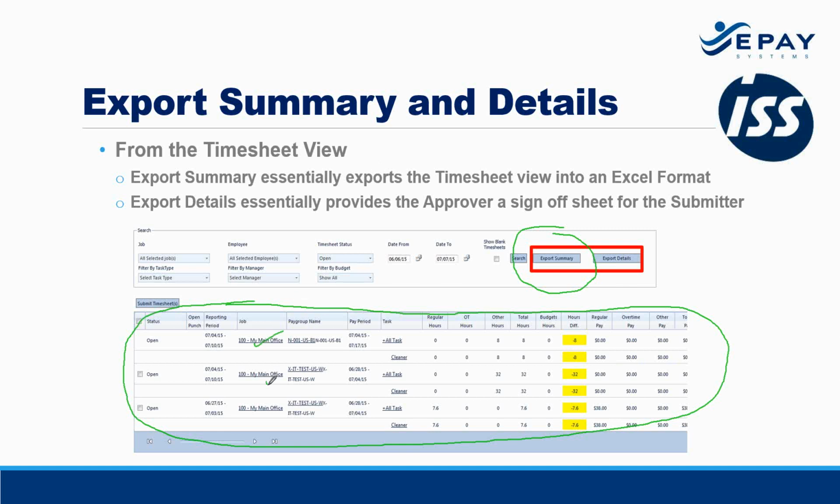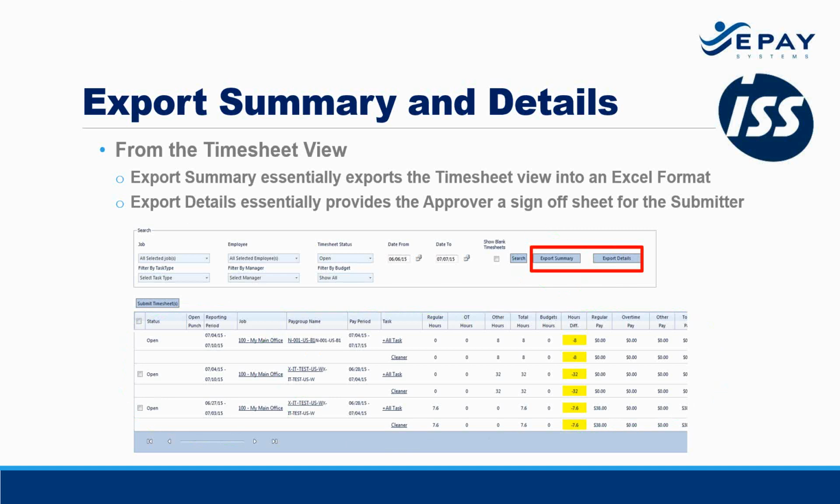But if you want to see the detail behind it, just as if I were to go in here and click on any of these jobs and actually open up the timesheet to see the detail, you know, who worked, what tasks they worked, how many hours they worked each day, that is the other export option at the very top there. So if I want to do export details, that will export the detail out of my timesheets.